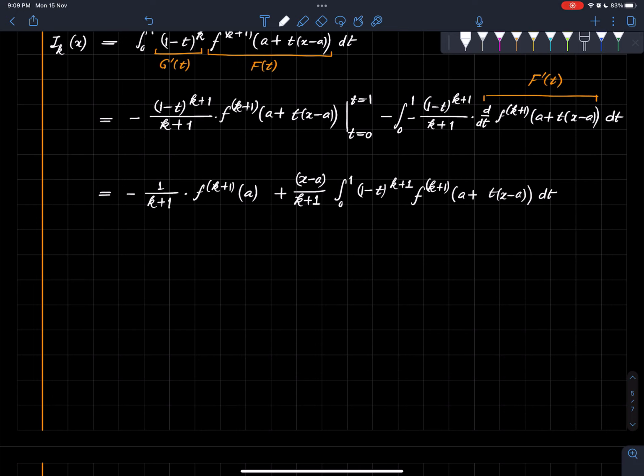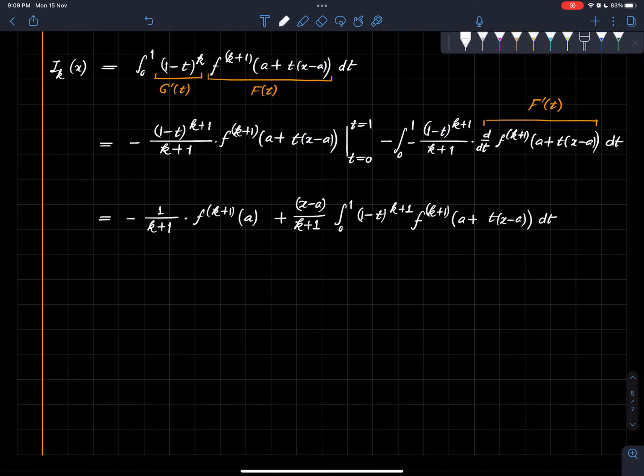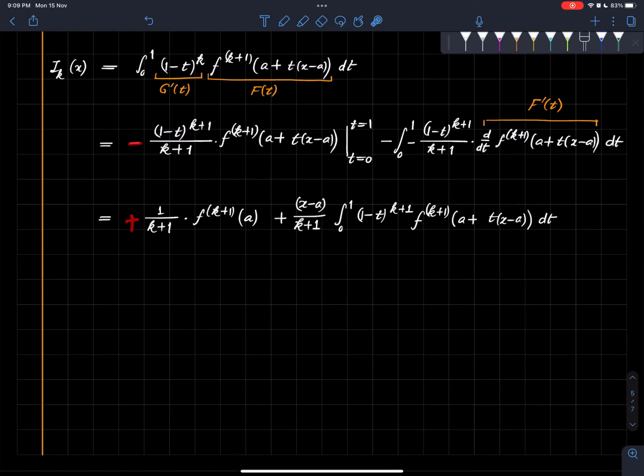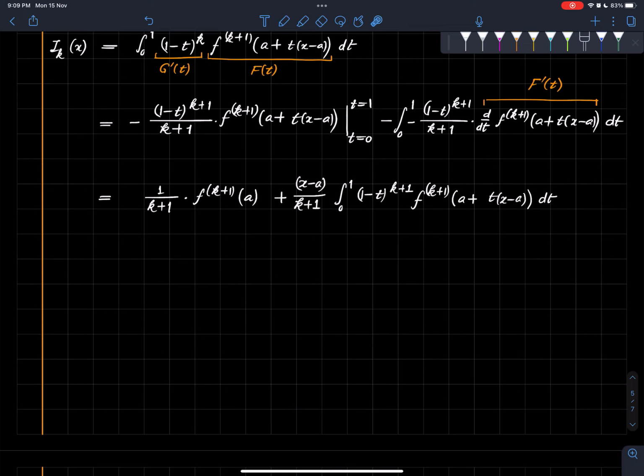Fine. So let me just check if there is any calculation mistake. No, I don't think there is. Yeah, there is one calculation mistake. This minus sign is not there. This is a plus, because this means that you evaluate this whole thing at 1, evaluate this whole thing at 0, and take the difference. So when you take the difference, this minus becomes a plus. So, okay, we have that.